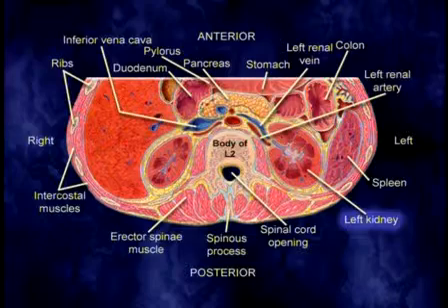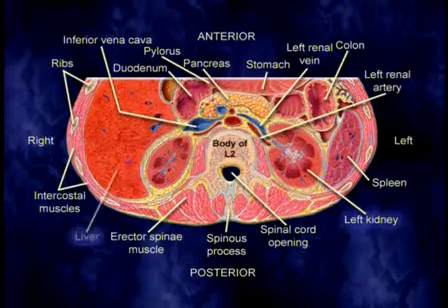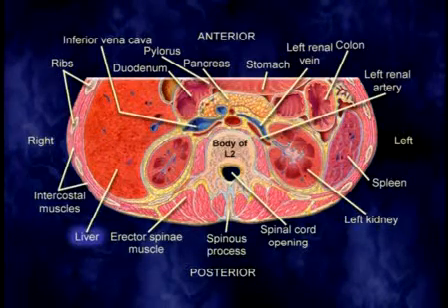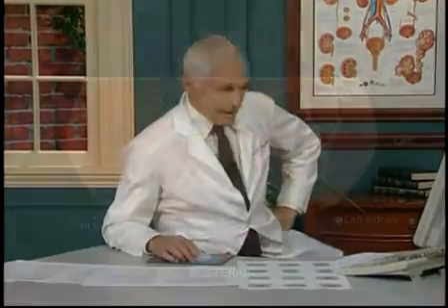Of course, this big mass right here is the liver with its venous sinusoids and a few arteries. Now, we would see the same thing on a CAT scan or an MRI or even a PET scan, except they'd be in black and white.